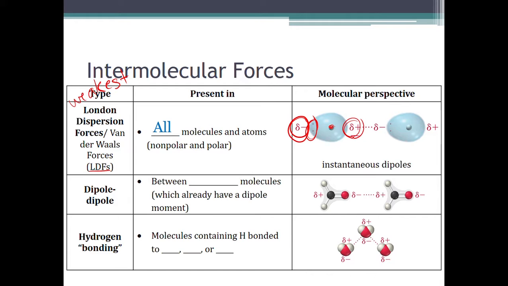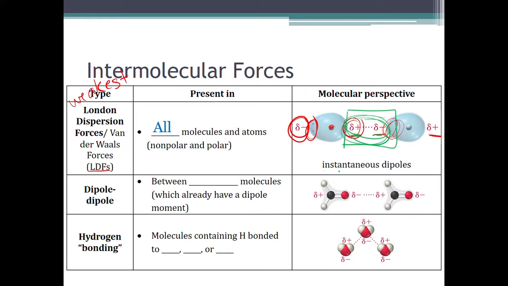So now we've got a positive end of this molecule here because it doesn't have that many electrons. So the electrons in this molecule are going to be attracted to that. They're going to sort of fly over to this side of this molecule and cause this end to be negative. And as a result, this end will be positive. So your LDFs are this attraction right here. This side of this molecule is positive, and it's attracted to this negative side of this next molecule. This attraction right here is your van der Waals force. It's your London dispersion force.